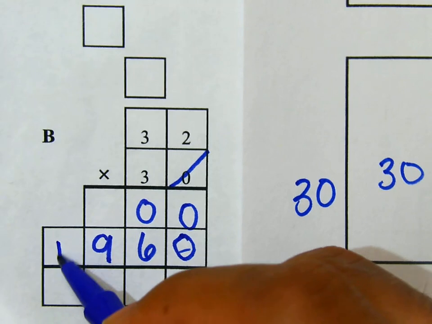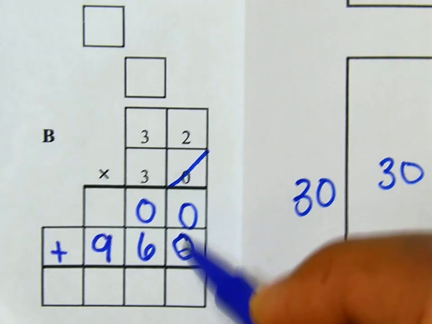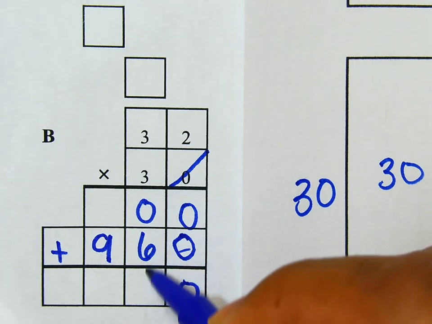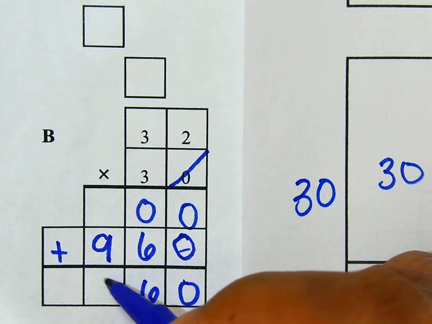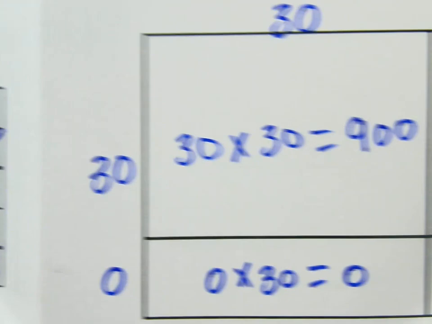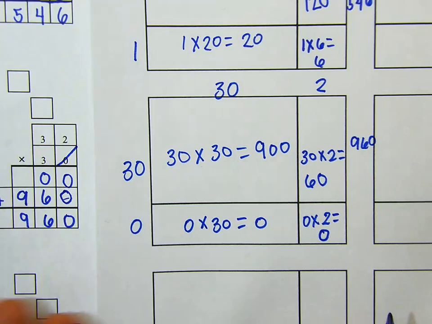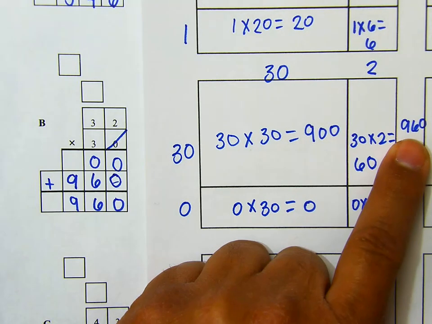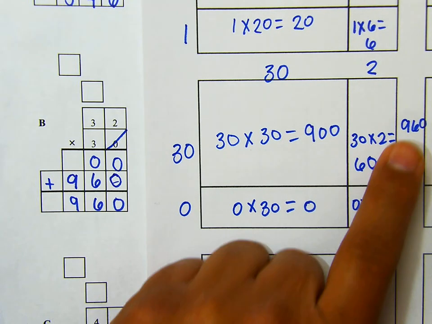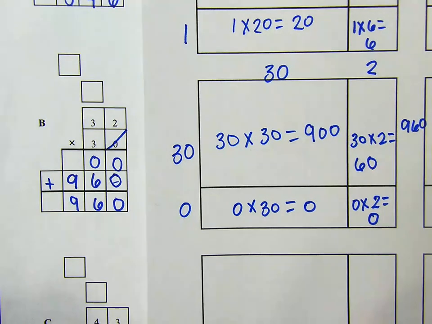So now all I have to do is add. 0 plus 0, 0 plus 6, and then bring down that 9. So my answer would be 960. So it checks out from up here. 960 checks out in our area model. 960.